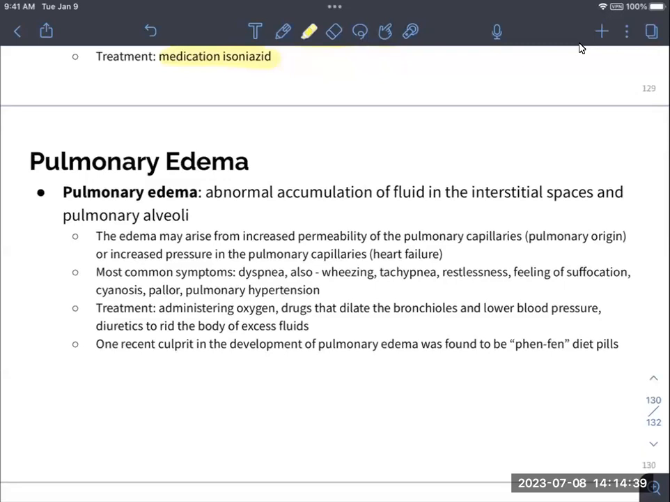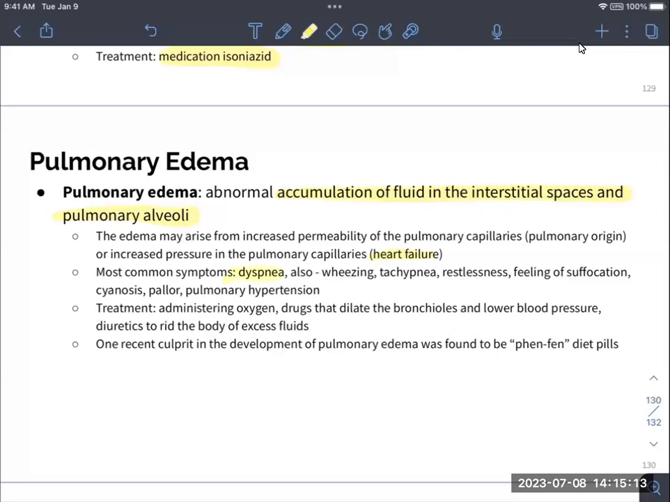Pulmonary edema. This is where fluid accumulates in the interstitial spaces in those pulmonary alveoli. It could be because of increased permeability of those pulmonary capillaries. So fluids are traveling out more readily. Or increased pressure in those pulmonary capillaries, that's because of heart failure. That can cause more fluids to get into the lungs.